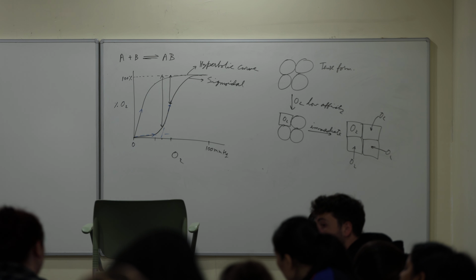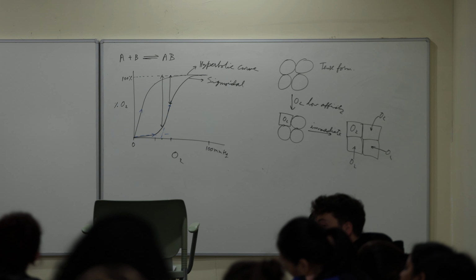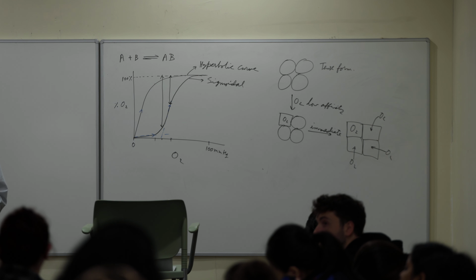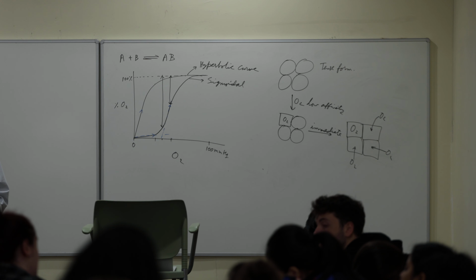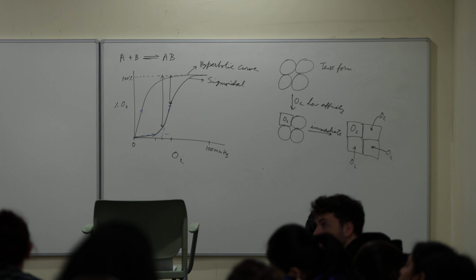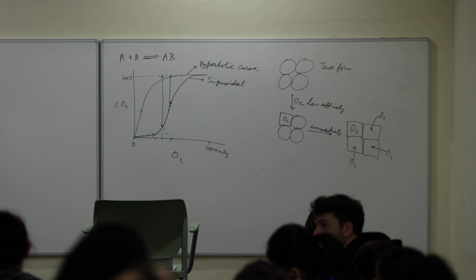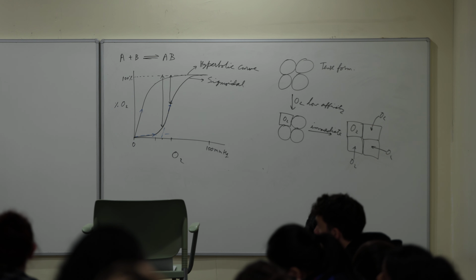I have a question. So you sent us a sheet in the email, and on the sheet it includes the P50 numbers. Are we responsible for knowing that as well, or what is that?